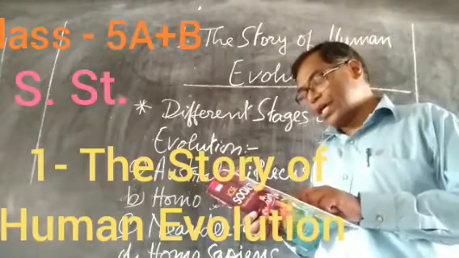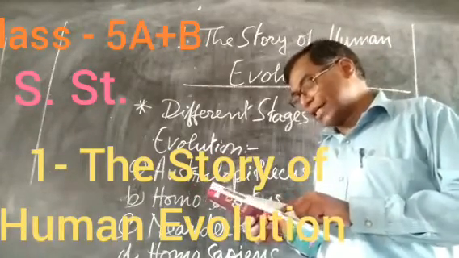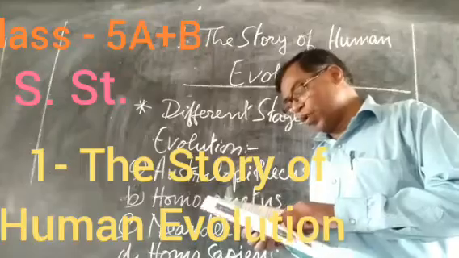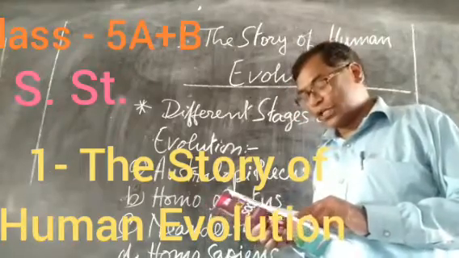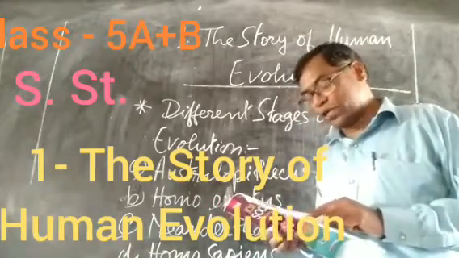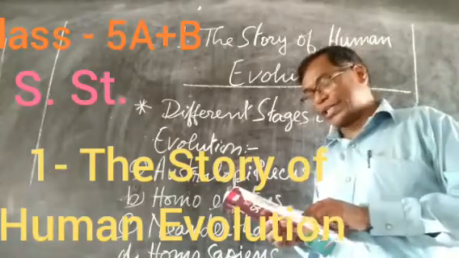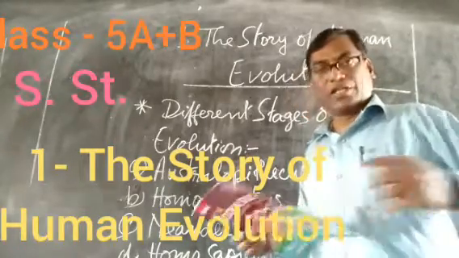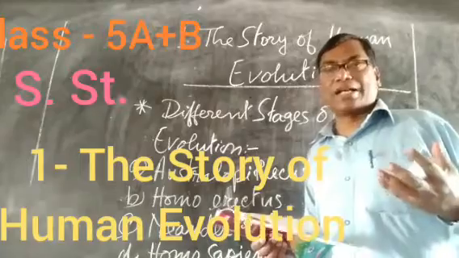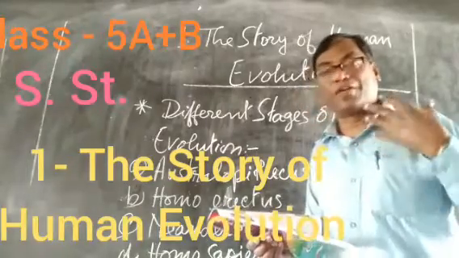The last one is the Homo sapiens. They were considered the more advanced form of human evolution. They were the more advanced ones, like the modern humans. Like today, we are better than the earlier humans. See how much we have developed.